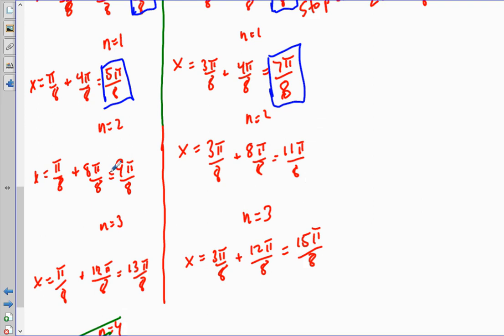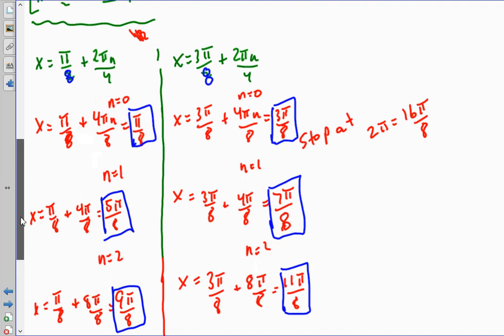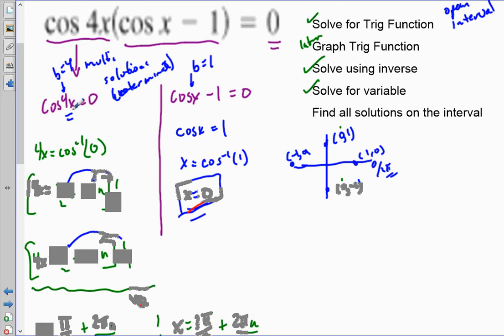Another one right here. And there. There. And here. And that was all the values. We have 8 possible solutions for cosine of 4x. And in this one, we have one solution, which is just 0.